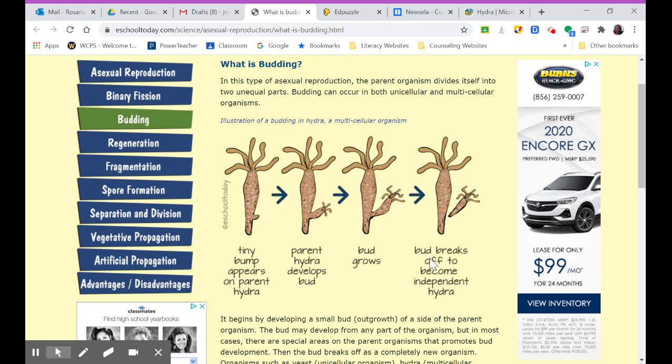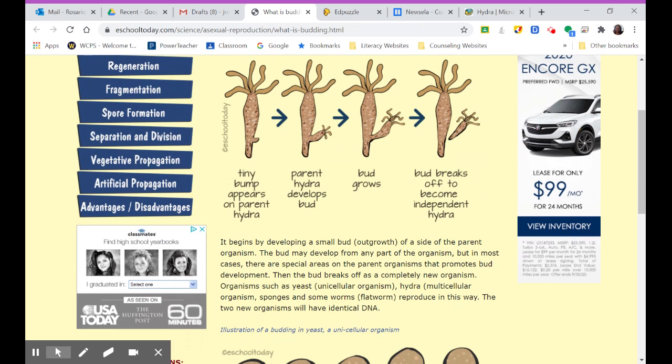When we reach this one here, the bud breaks off to become an independent hydra. So basically, now it's no longer attached to the parent. This is the parent. Here's the bud. It's no longer attached to its parent. It's on its own, and it lives independently, which means on its own and by itself. So it begins by developing a small bud, as it says here, on the side.